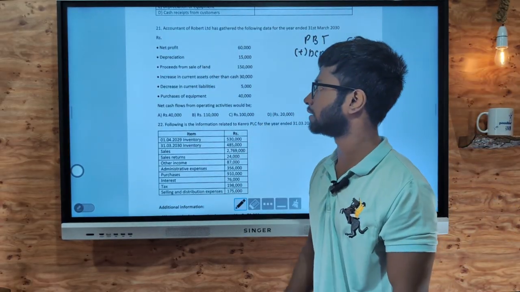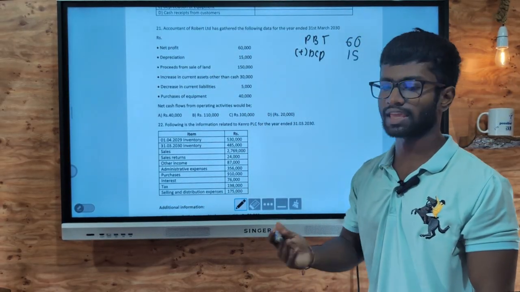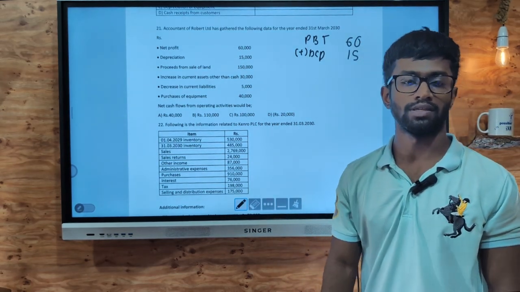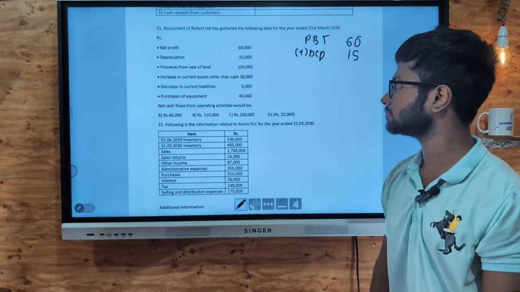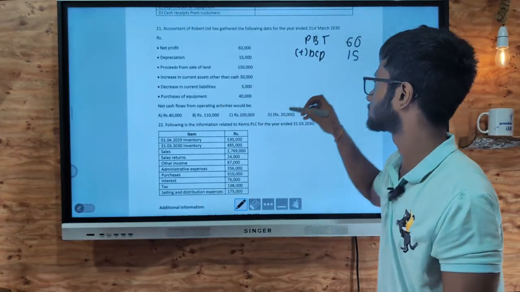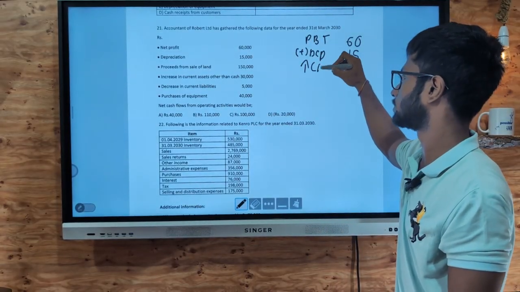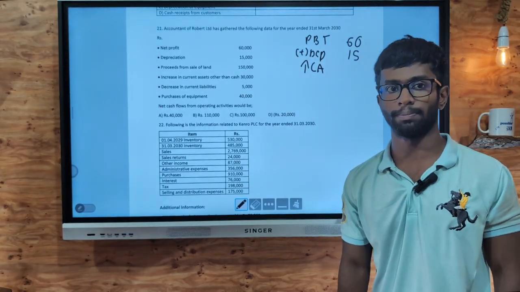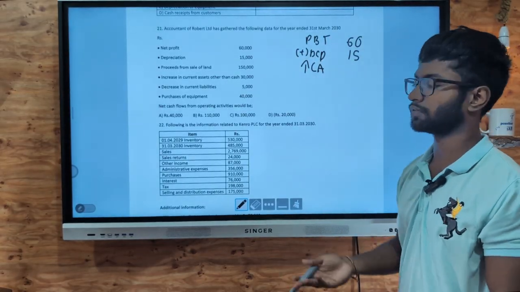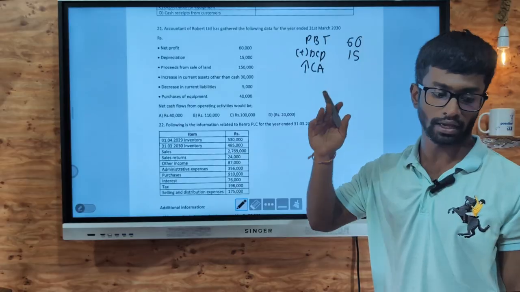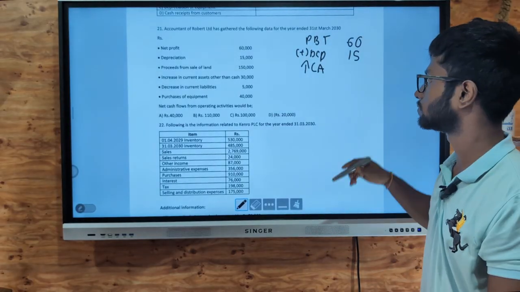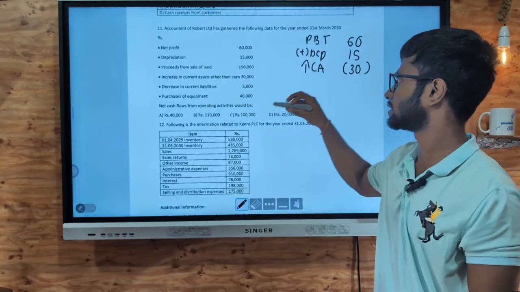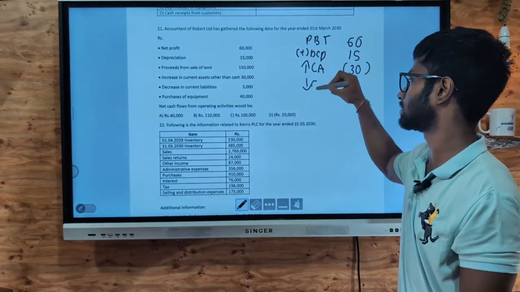Proceeds from sale of land. Now that is the cash amount that you have gotten, so that you don't record. If there's a gain or loss from this sale, that you will lose. Increasing current assets. So I told you the relationship between current assets and current liabilities when we were doing the theory part. So here, if current assets increase, cash flows will go down by 30, and decreasing current liabilities decrease.